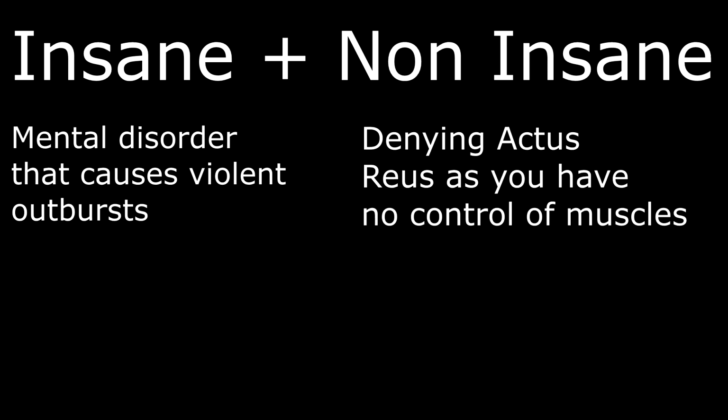The first is insane automatism, and this is described as any mental disorder that has manifested itself in violence and is prone to reoccur. This means that any mental disorder that means you could have a violent outburst and it not be your fault because of the mental state you're in. The second one is non-insane automatism.